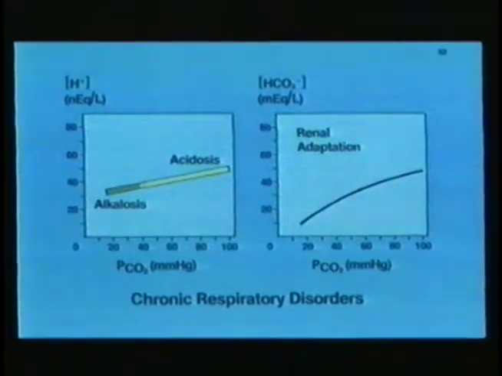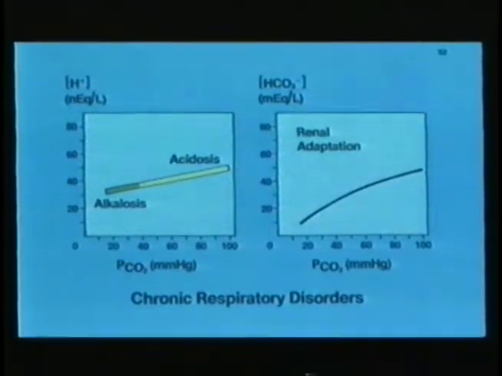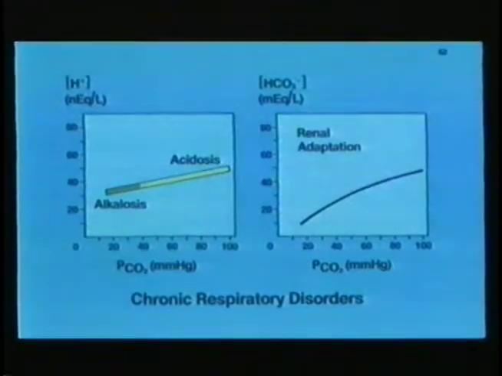52. If an abnormality in PCO2 is sustained for more than 24 hours, renal adaptation becomes apparent. Plasma bicarbonate ion concentration generally achieves a new steady state in 2 to 4 days.